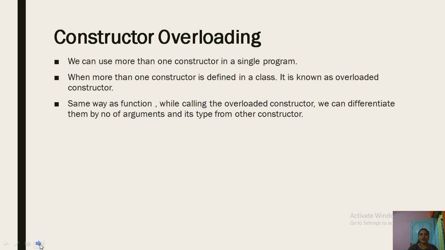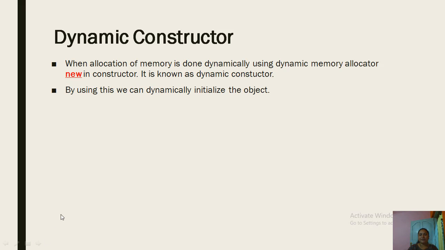Now, what is a dynamic constructor? When you use a constructor in a program to initialize the object automatically when the object is created, you can use the new operator to allocate memory to the object at runtime. And when you use the new operator to allocate the memory, the constructor is known as a dynamic constructor.